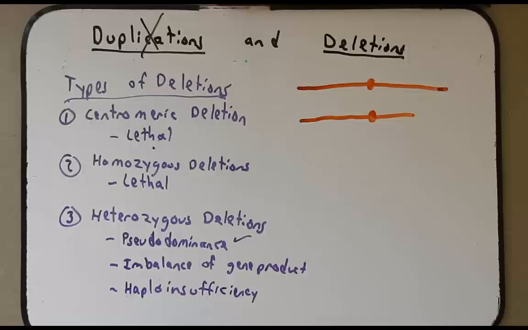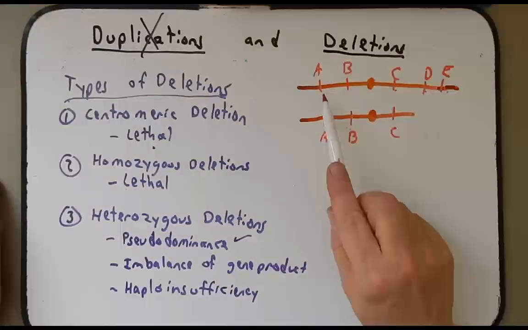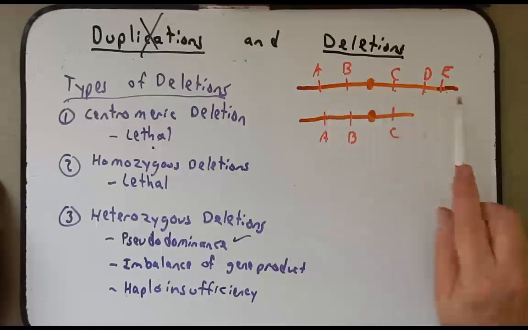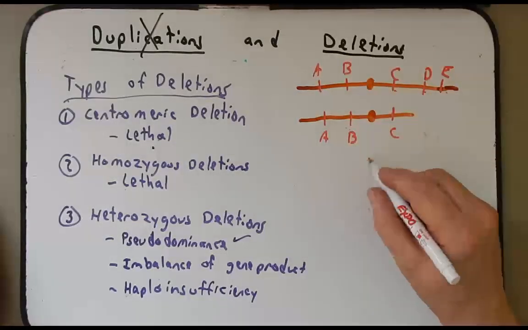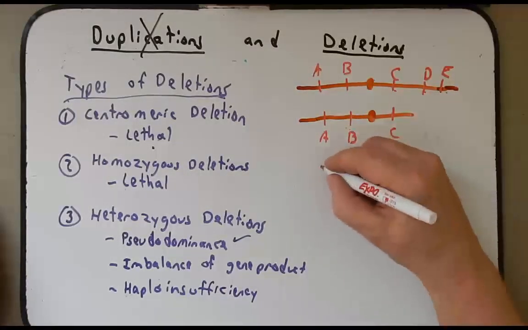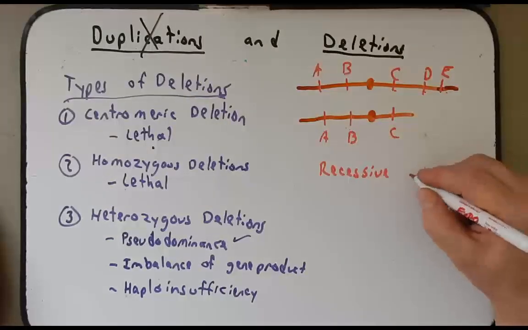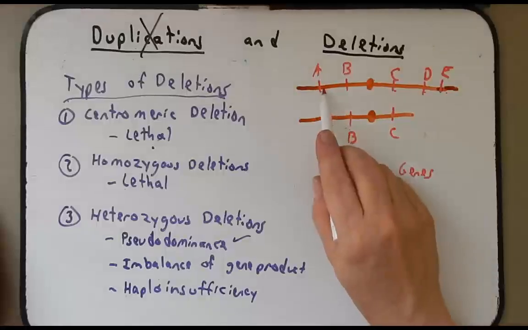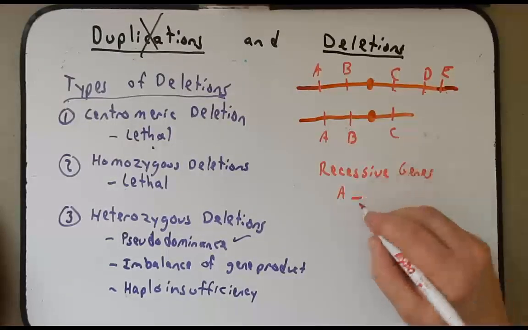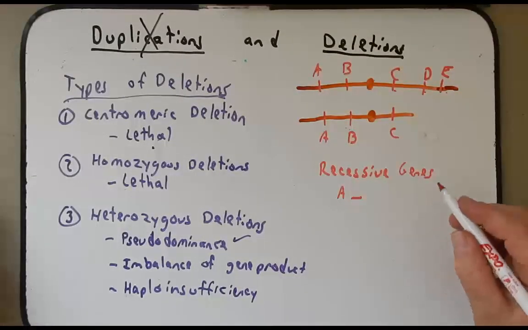And to do that, let's draw some genes here. Okay, so now you can see the placement of the genes on these two chromosomes. And for this scenario, let's just say all of these genes, A through E, are recessive genes. Meaning, as long as you have one dominant allele, big A, the other allele could be little a, it could be absent.